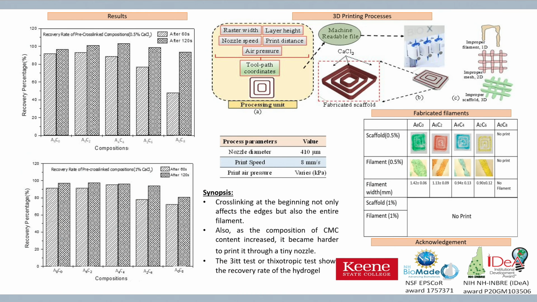The 3ITT shows the recovery rate of each composition with time. For example, for 0.5% of calcium chloride, A8C0 recovered about 100% in 1/22nd. We went further into printing them by setting the given parameters on screen. As a conclusion, the scaffolds were cross-linked all the way through and likely to show better 3D shape fidelity.